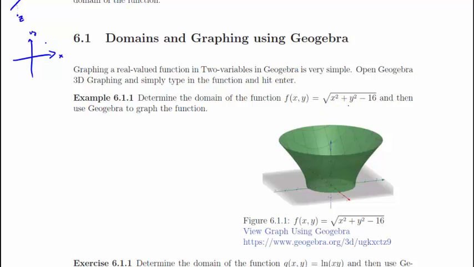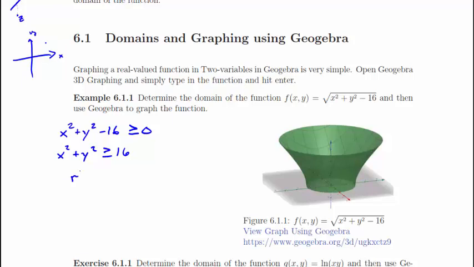So for this function, because of the square root, we need the inside of the square root, the radicand here, to be greater than or equal to 0. So we look at the function, we say, what's my requirement for this function so that the inputs will give us an output? And we know that the square root function needs positive or 0 inputs. So we take the inside of the square root and we set it greater than or equal to 0. We can look at this as x squared plus y squared is greater than or equal to 16.